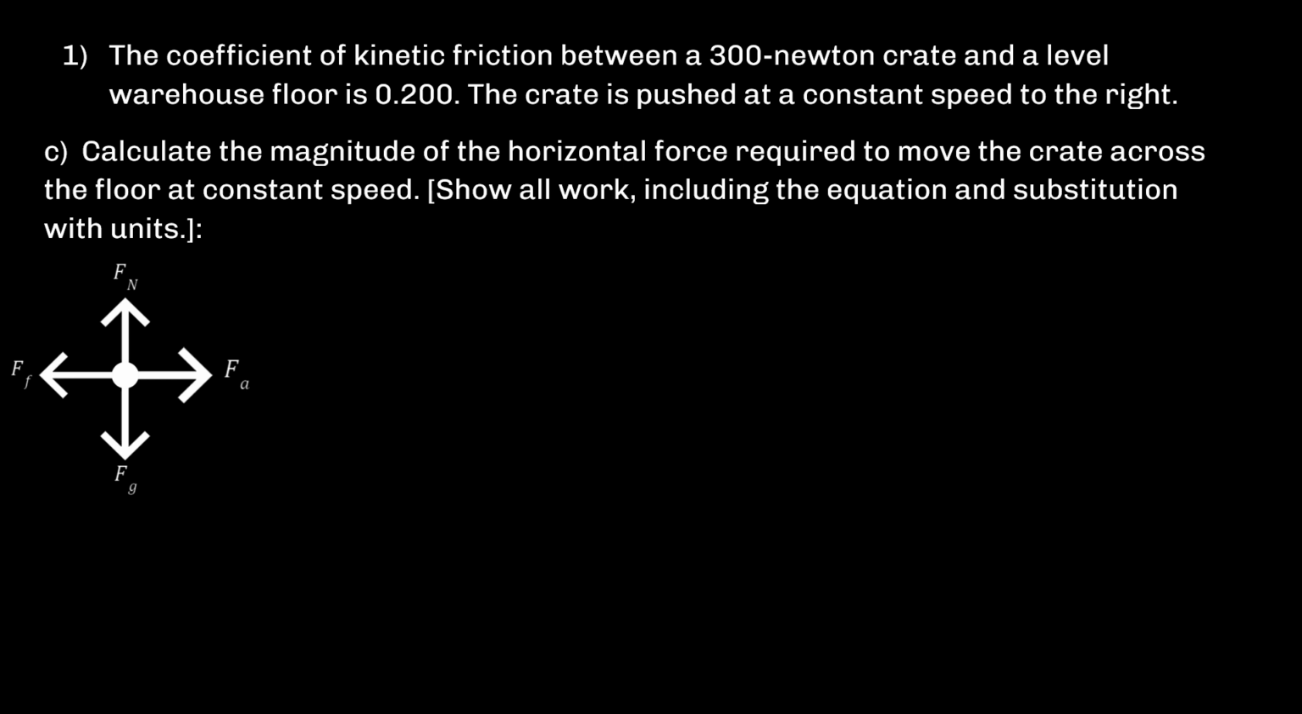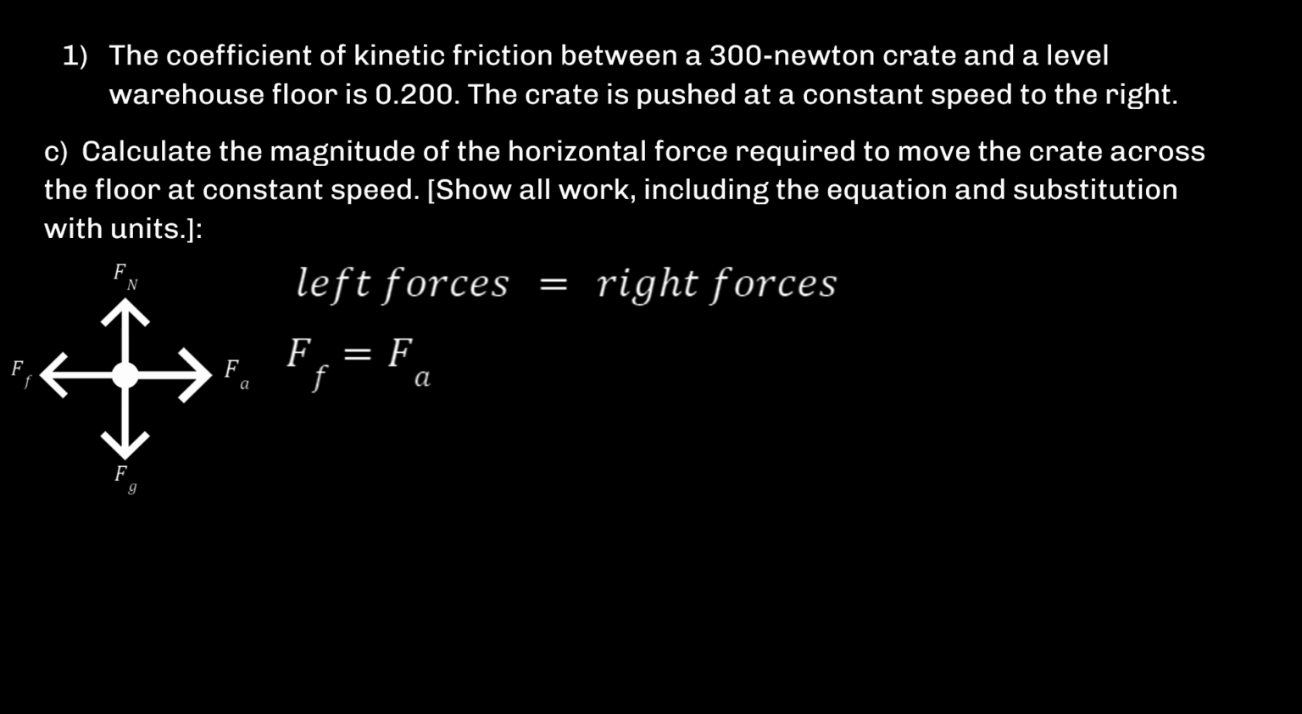Since I'm trying to find the force that I'm pushing with to have it at constant speed, that's FA. I'm going to start off with left forces equal right forces, because that means that my applied force is going to be equal to my force of friction based on the fact that we are in equilibrium. So we have here left forces equal right forces. Then my free body diagram is going to tell me which of those forces they are. That is FA, the applied force to the right, and FF, the frictional force to the left. So FF equals FA.